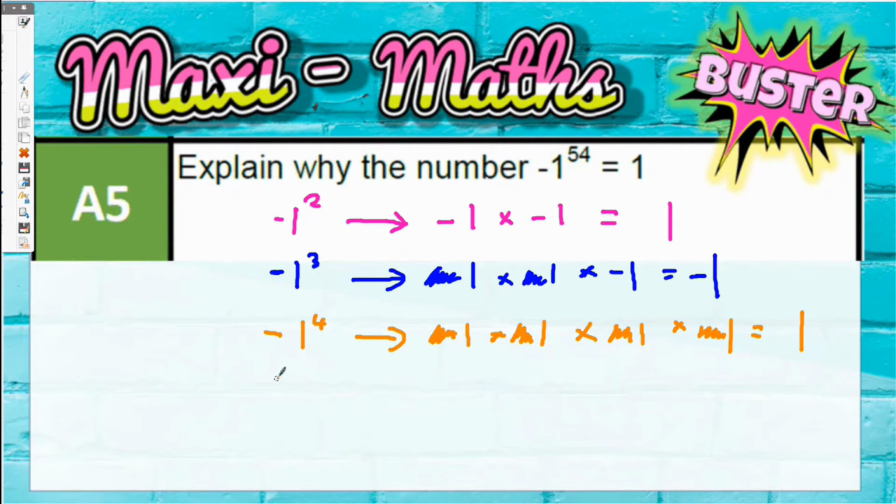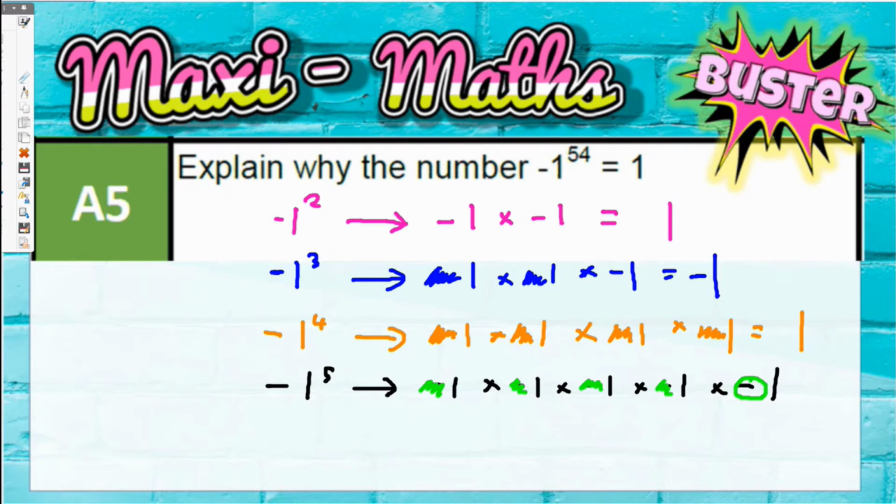We'll just do one more and then hopefully we'll be able to spot what the pattern is. -1 to the power of 5. So that's -1 times -1 times -1 times -1 times -1. So if you pair up the first two negatives, that would make a positive. Pair up the next two negatives, that would make a positive. But then there's one negative left at the end with nothing to pair up with, which means the answer is overall going to be negative. And 1 times 1 times 1 times 1 times 1 is still 1. So the answer is -1.